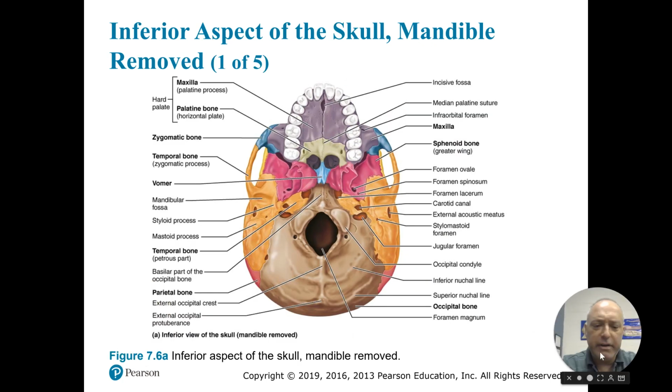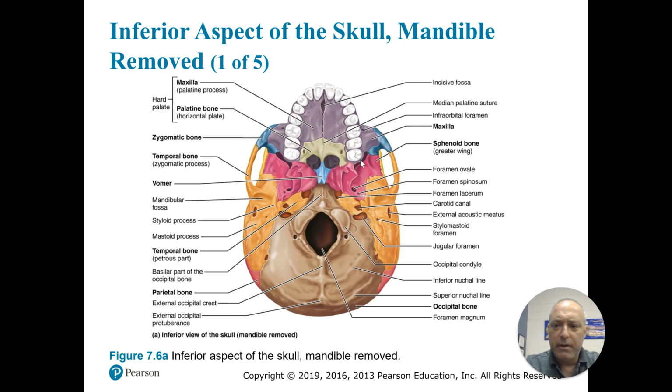Okay, we look inferiorly. We see the maxilla, and we see the incisive fossa. Also, posterior to the maxilla is the palatine bone. This makes up the hard palate of the top of your mouth, the maxilla and the palatine bones. Posterior to that is the sphenoid, greater and lesser wing, with the vomer in the middle.